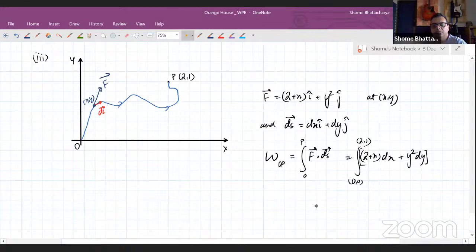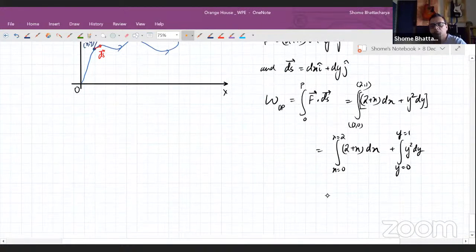So we can break this into two integrals. Integral of (2 plus x) dx, going from x equal to 0 to x equal to 2, plus integration of y square dy, going from y equal to 0 to y equal to 1. That will show us that this is always going to be 6.33 joules, irrespective of what path we have taken.